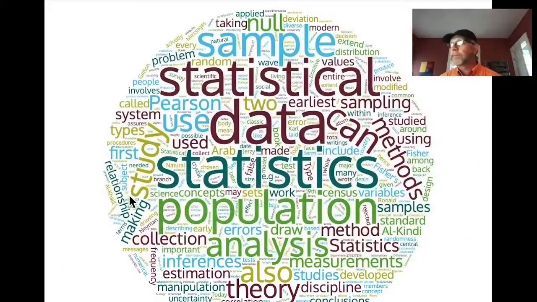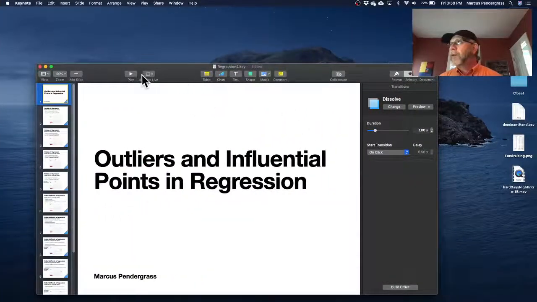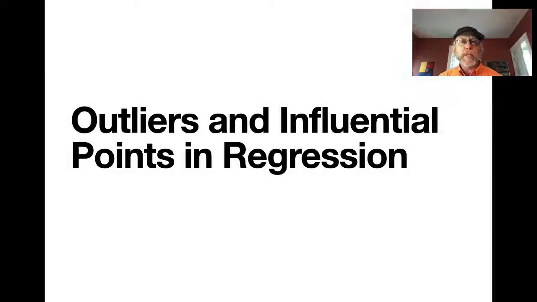We want to take a look at that idea today and also address a related topic, the idea of an influential point in a regression, which may not be an outlier but has some of the same kinds of effects. So let's take a look. Outliers and influential points in regression.